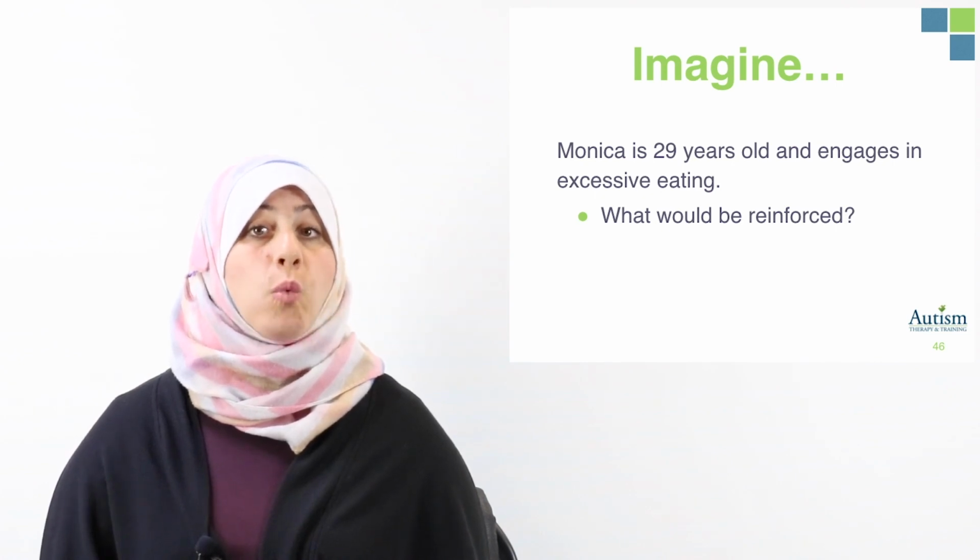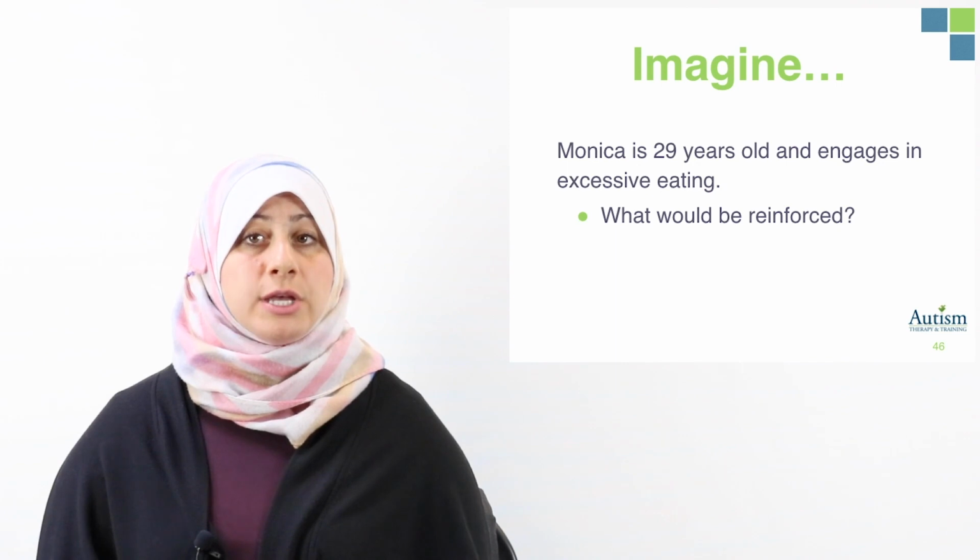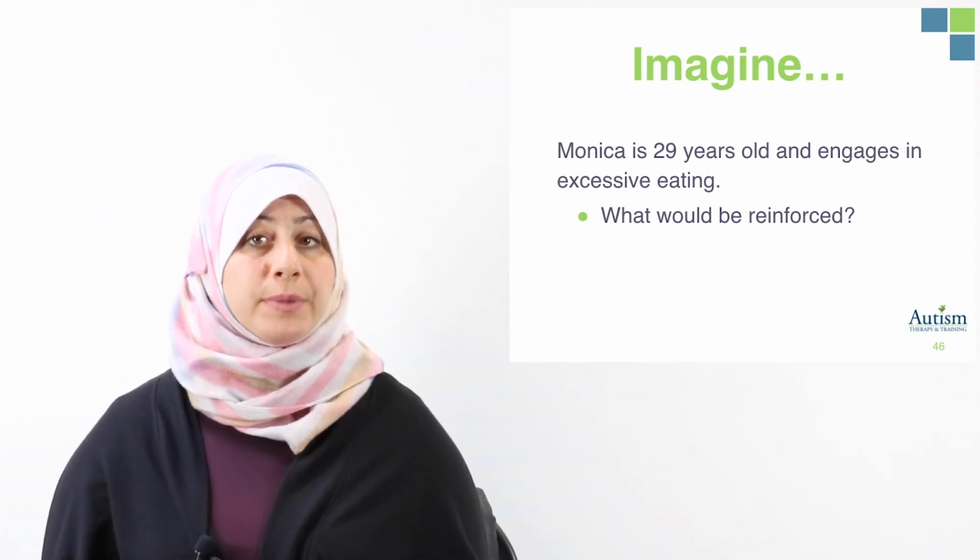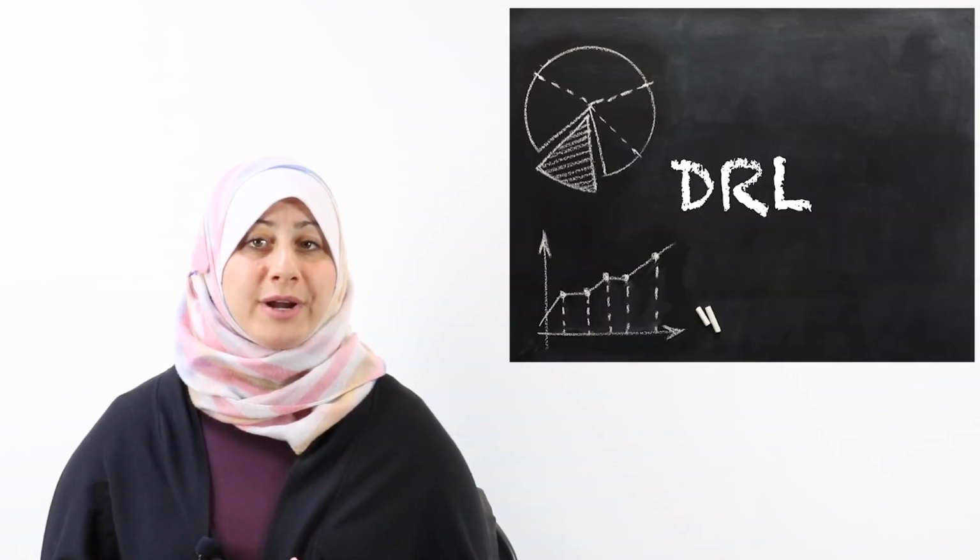Okay, here's another example. Monica is 29 years old and engages in excessive eating. The behavior analyst on the team suggested a VI DRO of 1 hour. What behavior will be reinforced? Again, you're reinforcing the absence of eating. So if during that hour she did not eat, you would reinforce. But remember, this is a variable interval, so it can vary in time, but the average time is about 1 hour. Okay, great work, everyone.